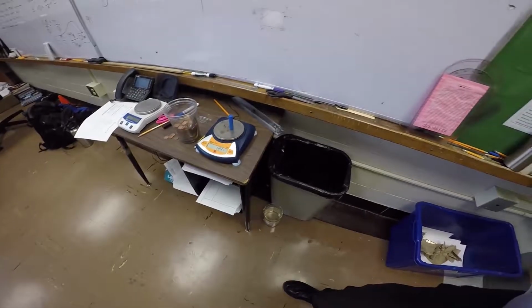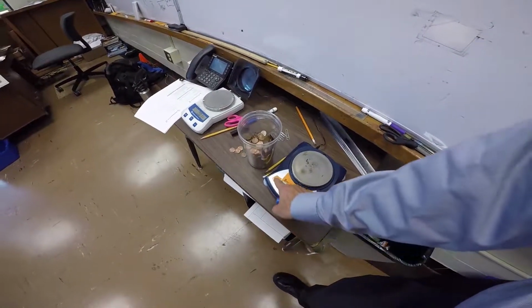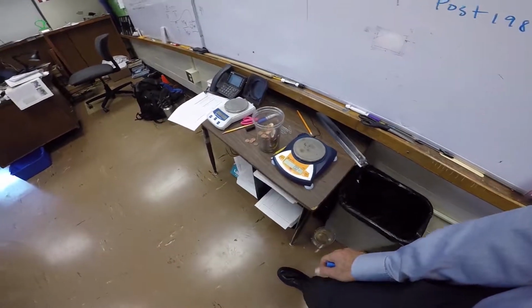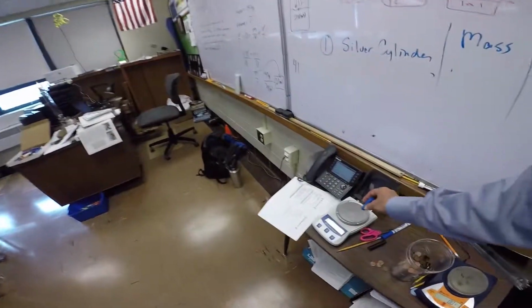So, on your balance, we have 2 balances up here. You're going to place the object in the balance. Make sure you have zeroed it prior to placing the object on there. So you hit the little 0 button, it'll go to 0. Hit the 0 button, it goes to 0. If you can't see it, I'll put it on the video.